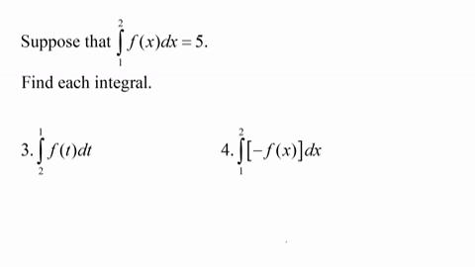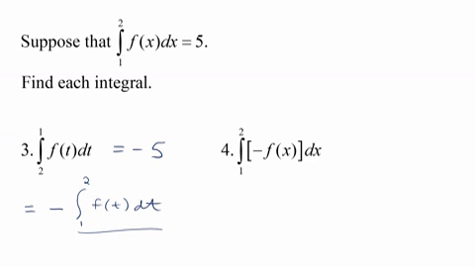Number 3, here we have the definite integral from 2 to 1 of f of t dt. Notice that the limits of integration have been reversed. So the answer would equal the opposite of the definite integral from 1 to 2 of f of t dt. And again, we're told in the problem that this definite integral is equal to 5, so the overall answer would be negative 5.